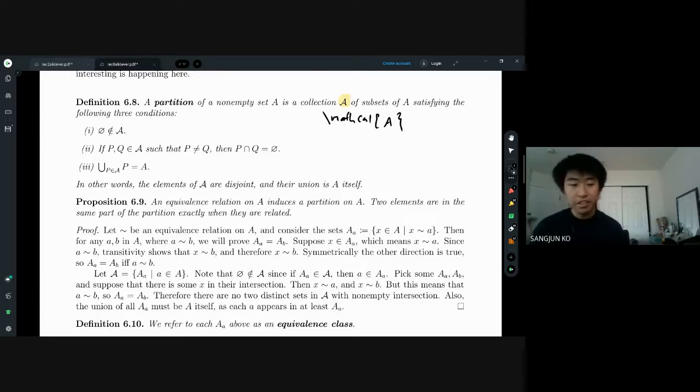Finally, every little a in big A needs to appear in at least one of the sets. In particular, for every x, if x is in A, that means x is in A sub x, which is in curly A. So this union must contain A. And since this union was comprised of subsets of A, that means you have set equality. Does that make sense? Is that okay?